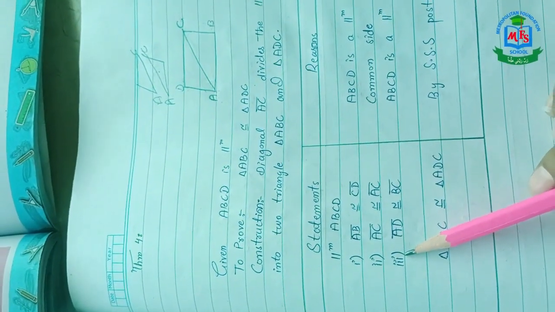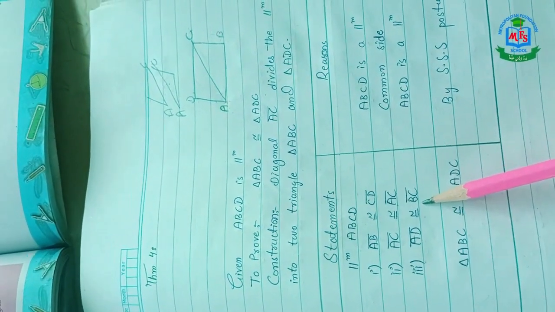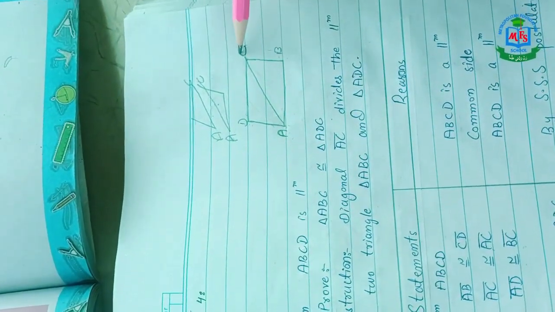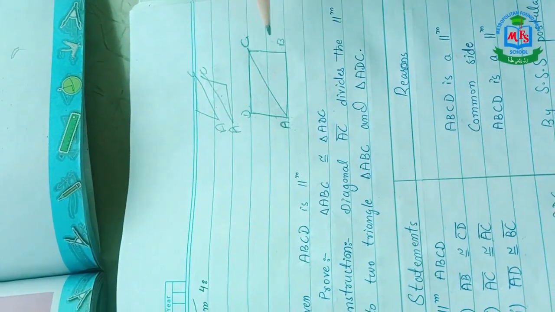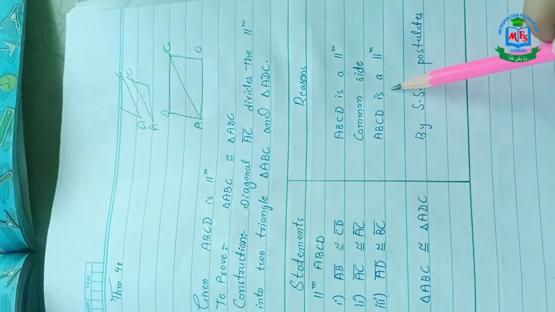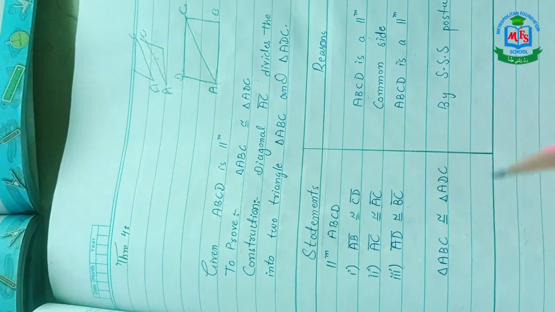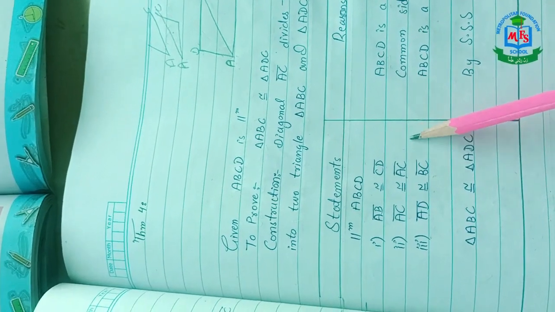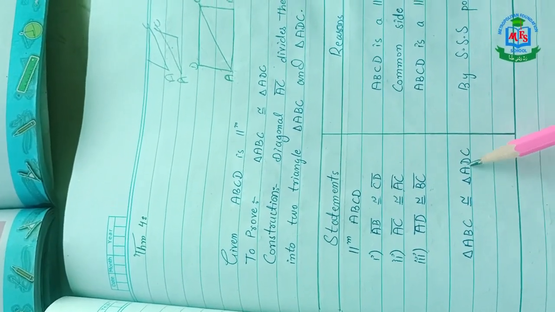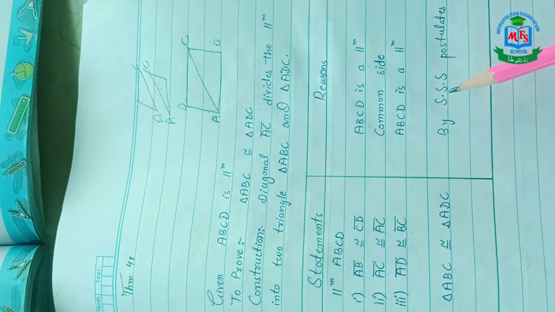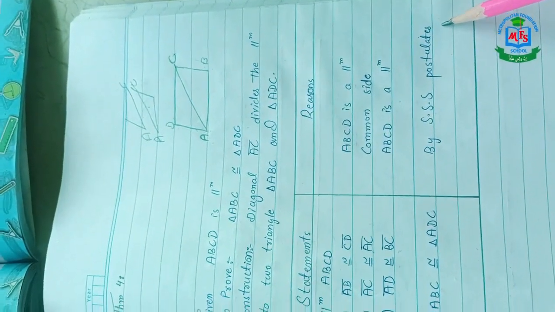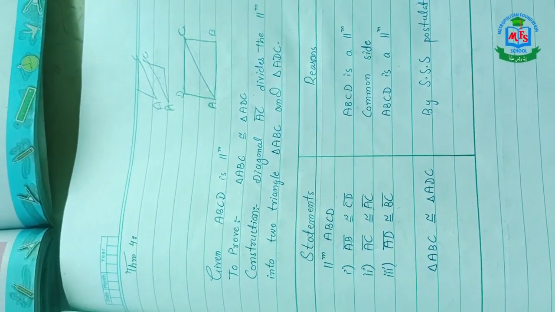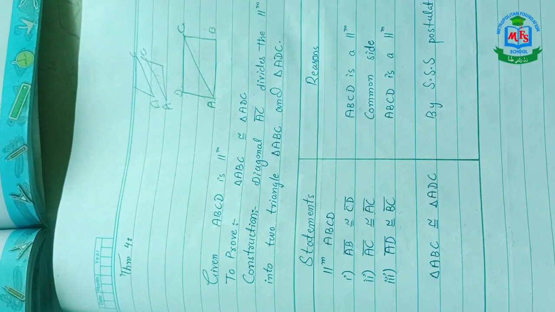So the third point is AD is congruent to BC. Yes, we can see that AD is congruent to CB. It means AD is parallel to CB. The reason is ABCD is again a parallelogram. So from these three things, this proves that triangle ABC is congruent to triangle ADC by the SSS postulate. What is the SSS postulate? When three sides are equal, then two triangles will also be congruent.